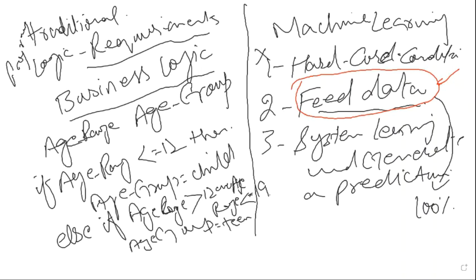Now, the last thing, the system will learn based on the data, and it will generate some sort of prediction or some sort of output, which is actually equivalent to the conditional part in our programming language. So now you can see what the clear difference is.